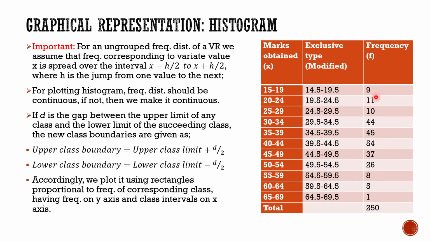And now you have these frequencies of 250 students. So these are the marks of 250 students. Accordingly, you can plot this using rectangles proportional to the frequency of the corresponding class. So the height of the rectangle would be proportional to the frequencies. You can see that the height of the rectangle will be maximum in this class, because the frequency is maximum here. And so on. You will have frequencies on the y-axis and class intervals on the x-axis.